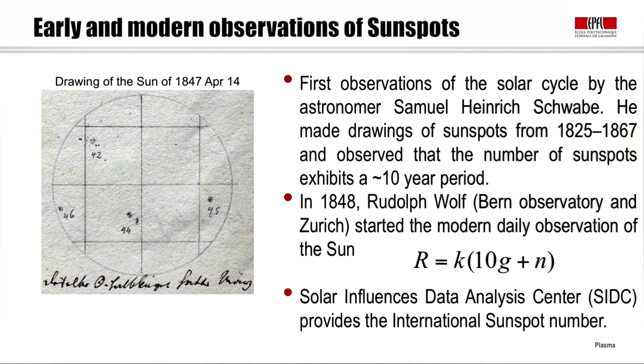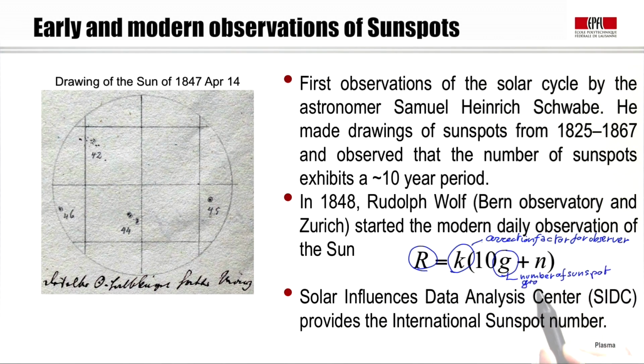Wolf noted that it is much easier to identify sunspot groups than each individual sunspot on the Sun. He then defined a relative sunspot number, R, equal to K times 10 times G plus N. Here, K is a correction factor that takes into account that sunspot can be observed by different observers. G is the number of identified spot groups. And N identifies the number of individual sunspots.